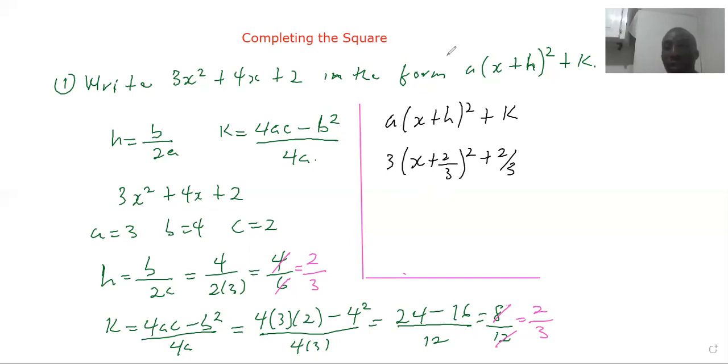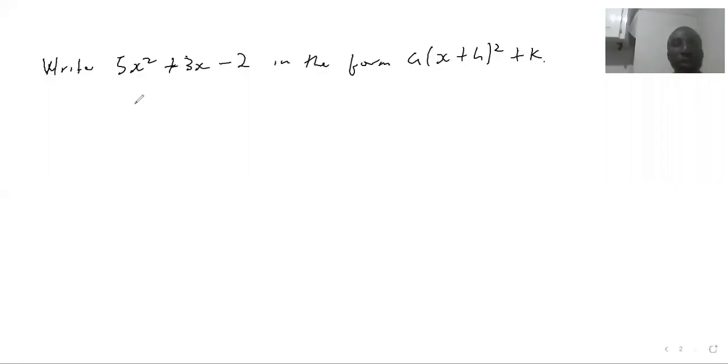We're looking for the next example. Okay, so let's look at this one here. The next example I have is 5x squared plus 3x minus 2, right? The formula is a bracket x plus h squared plus k. Now, what happens here is, first of all, we have to remember the formula, right?